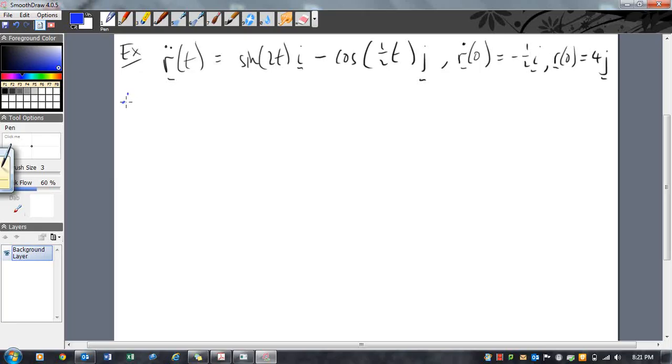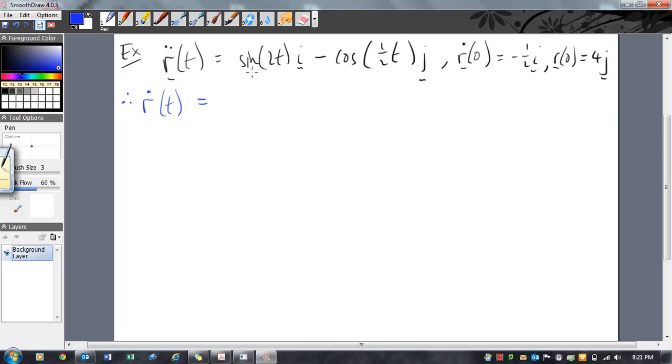Okay, so we've got r double dot. What we want first is r single dot. Sorry, the question wants us to find r of t. I haven't written it there. That's what we're going to do. So a little bit lazy. R single dot t. What we need to do is integrate each of the components. Okay, so let's do that.